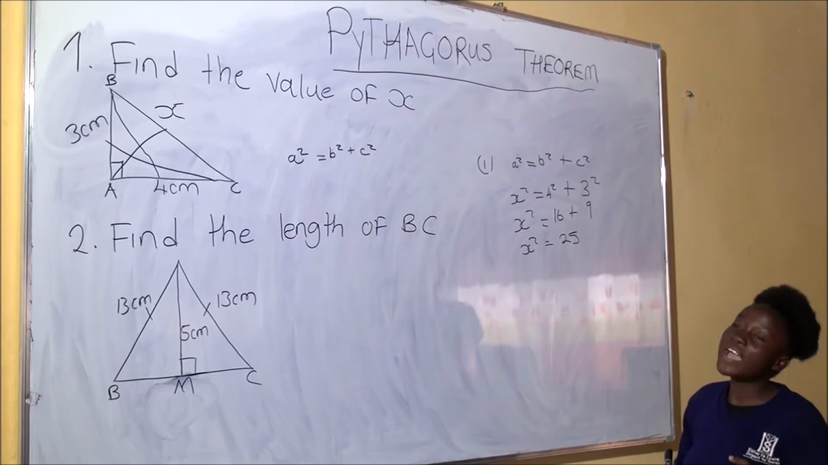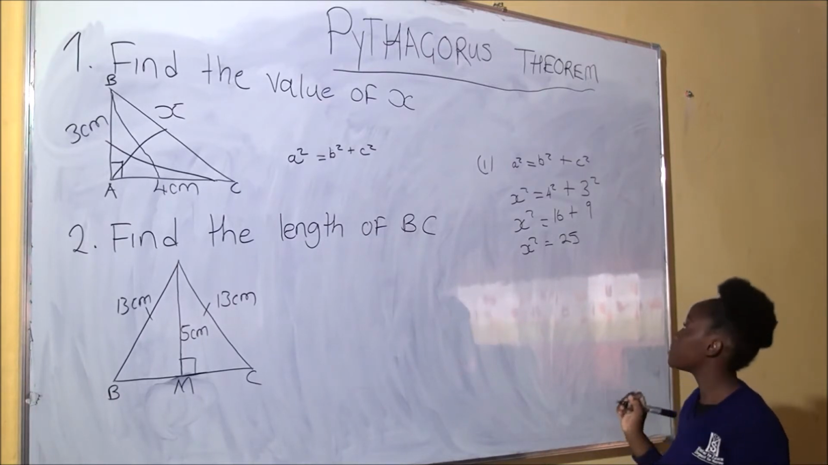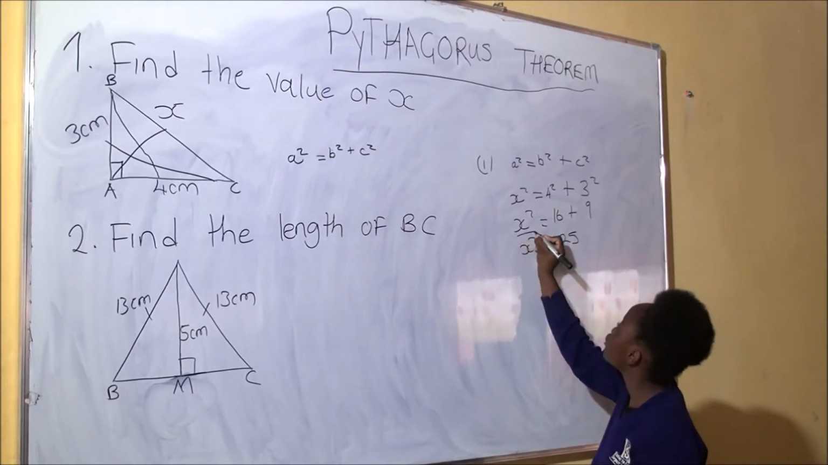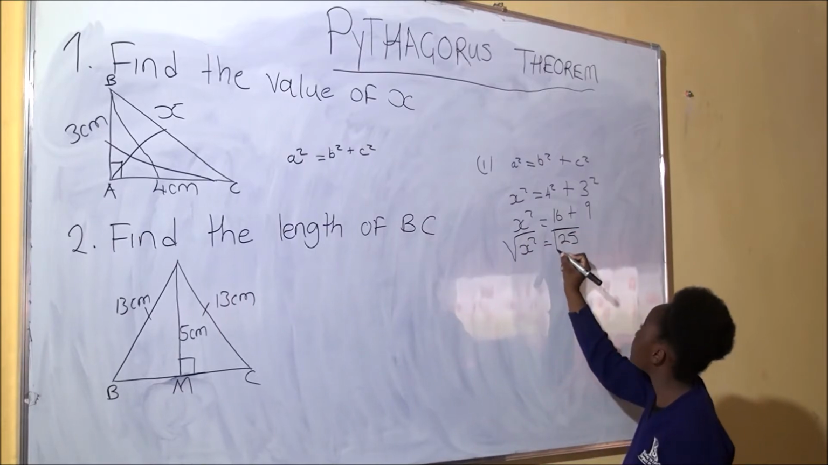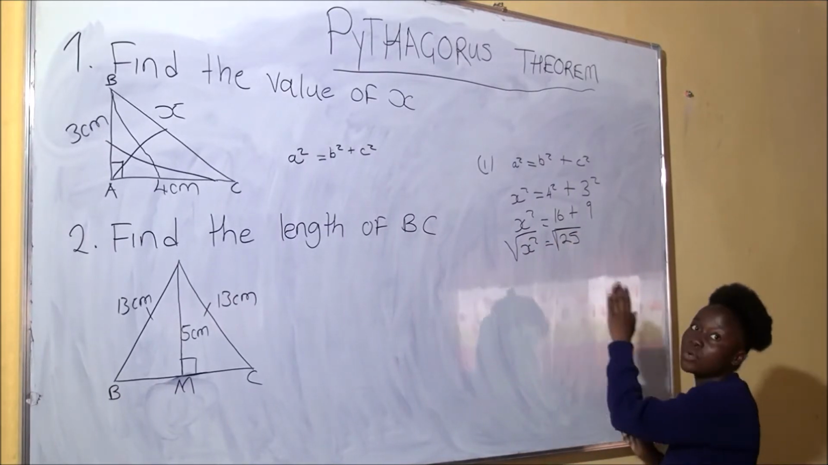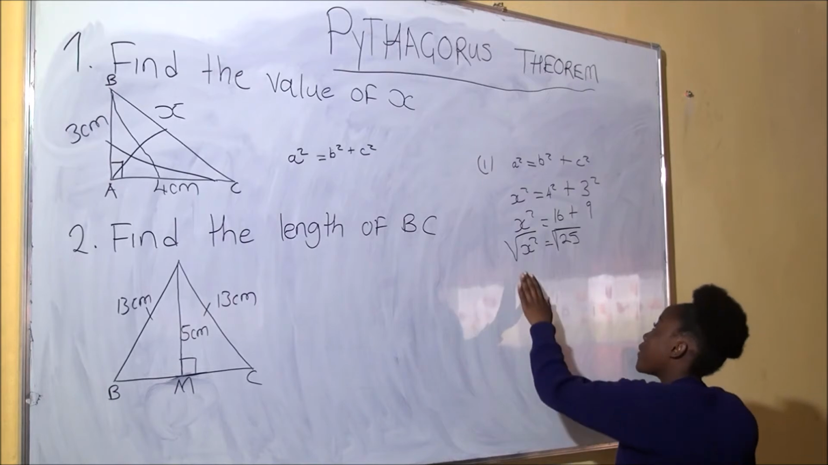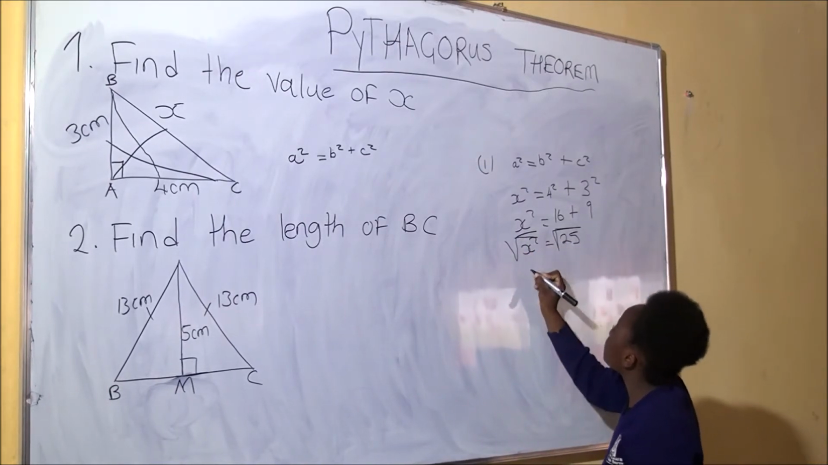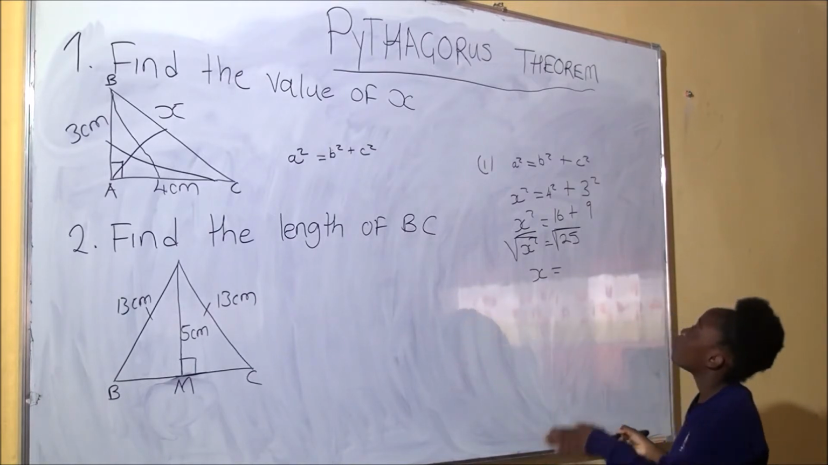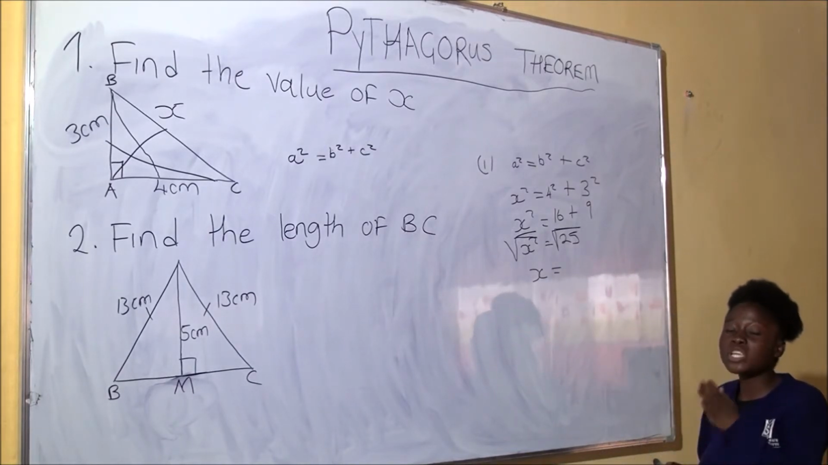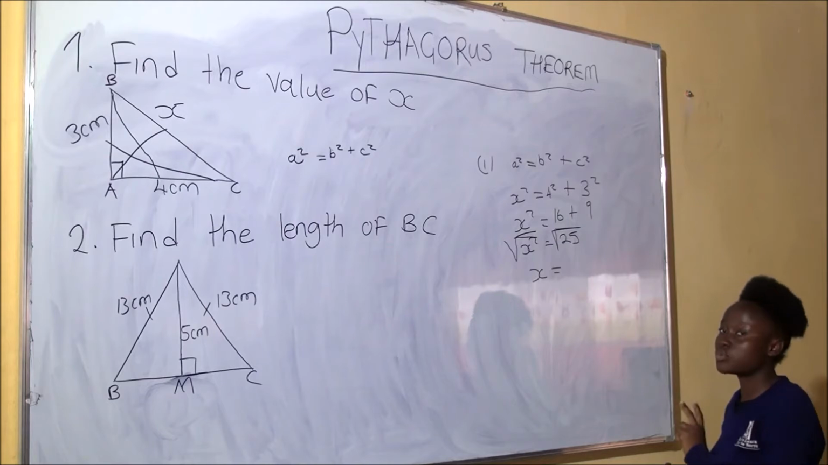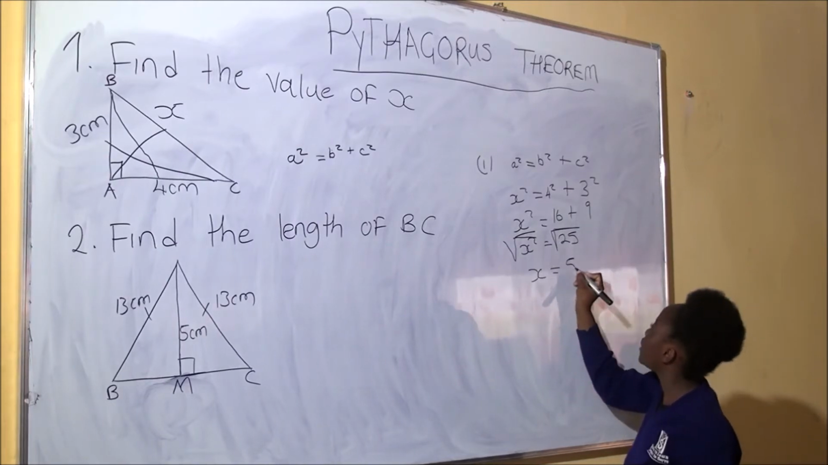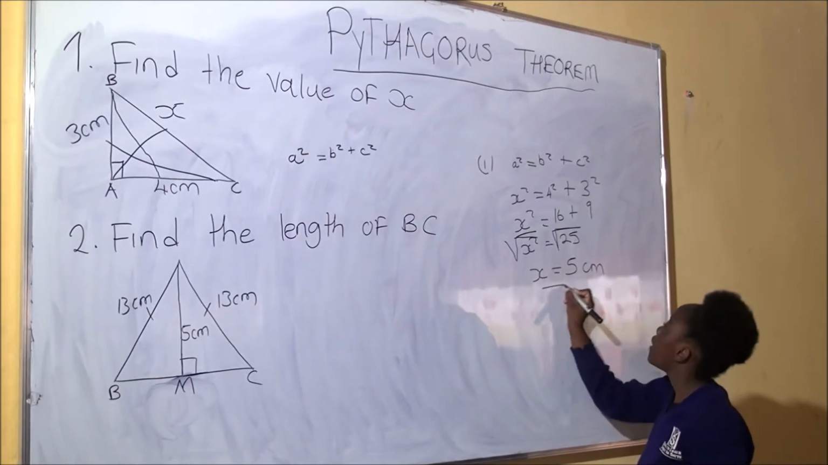Since they've told us to find the value of x, we're going to introduce square roots on both sides in order for us to only find x and not x squared. The square root of x squared, we'll cancel this, to give us x equals, which number can go into 25? Which number can we multiply 2 times to get 25? It's 5. Which means our x is equal to 5 centimeters.